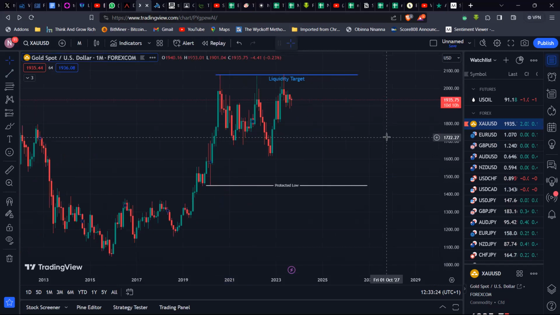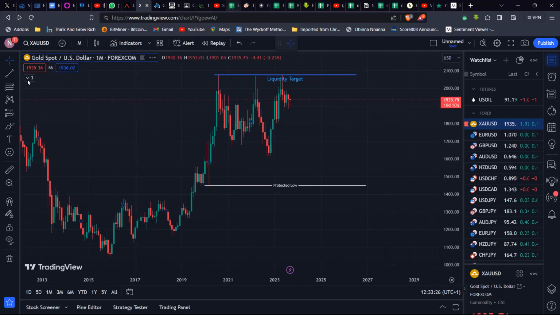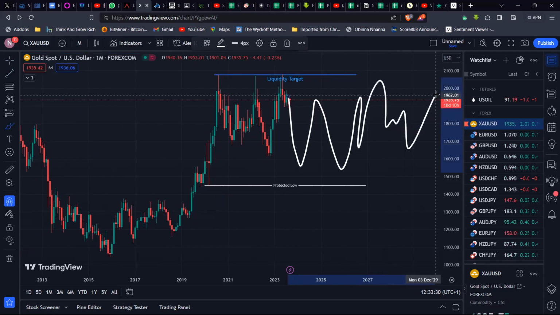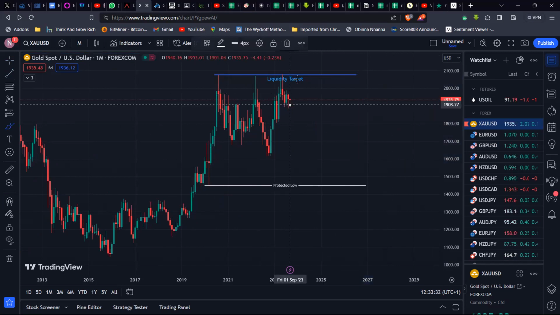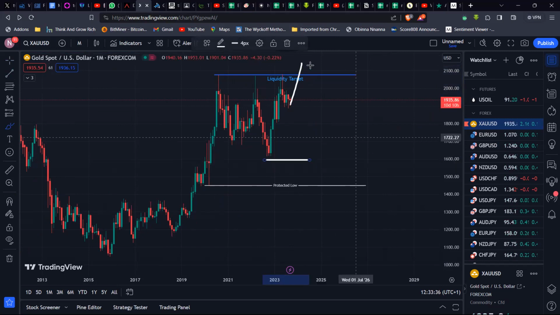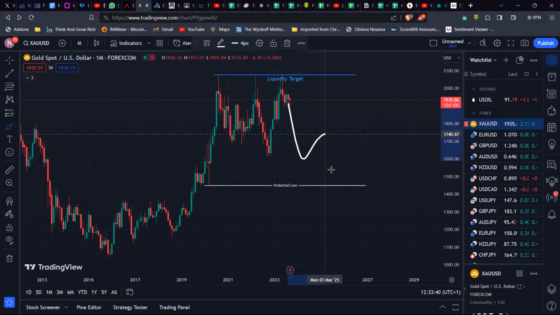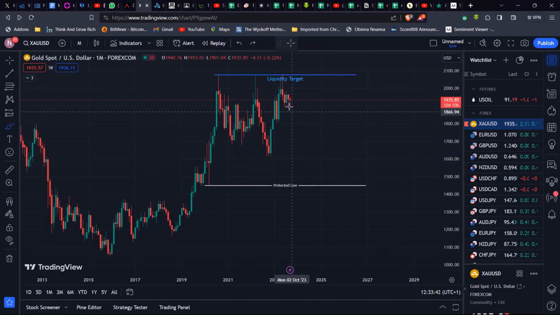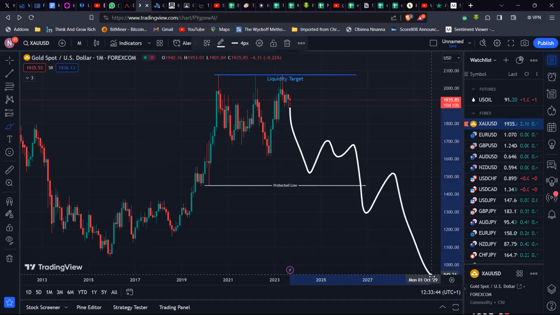Now, what this means is that price can do anything it wants within here, and it doesn't really matter. Either price closes above here, in which case my protected low would move up and we'll start looking for another target liquidity, or price comes down and breaks below this low, in which case we become very bearish.